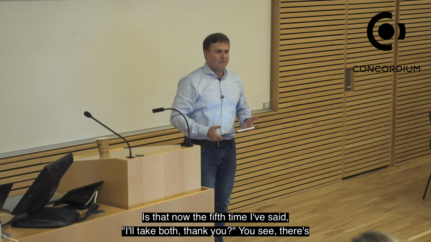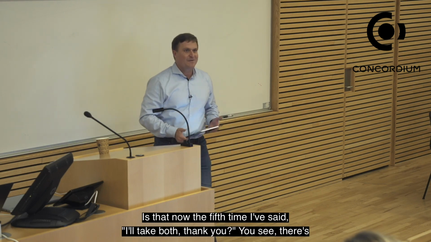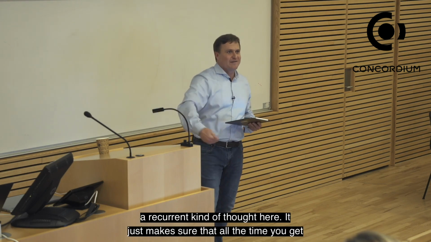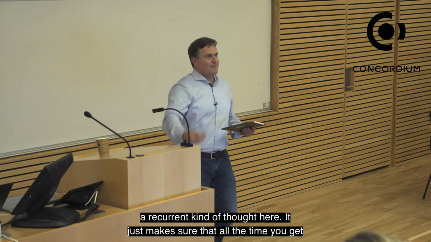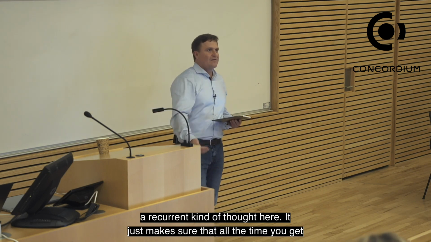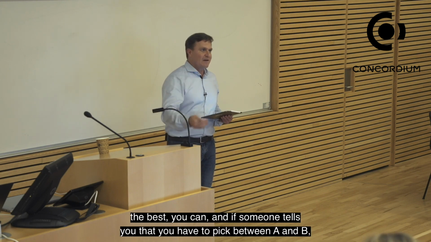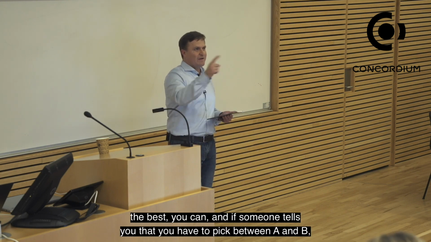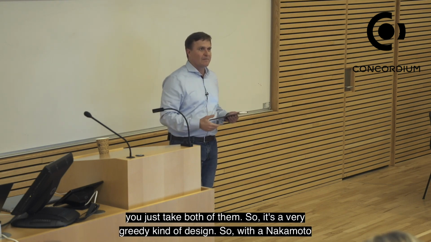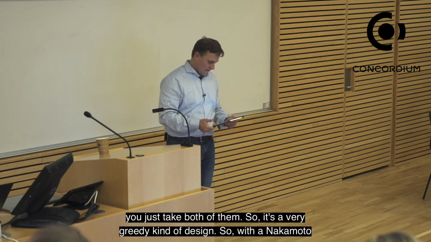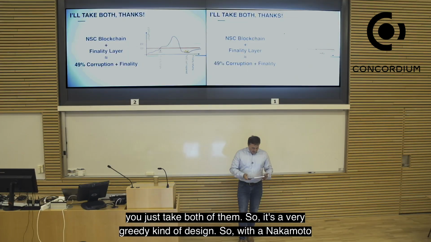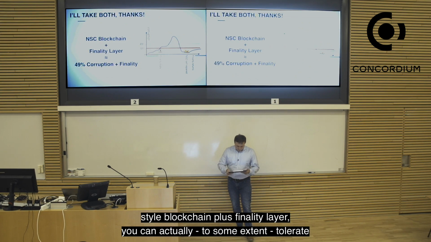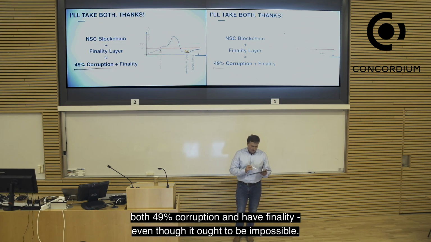You see, there's a recurrent thought here. Make sure all the time you get the best you can, and if someone tells you have to pick between A and B, you just take both of them. So it's a very greedy kind of design. So with a Nakamoto-style blockchain plus finality layer, you can actually, to some extent, tolerate both 49% corruption and have finality, even though it ought to be impossible.